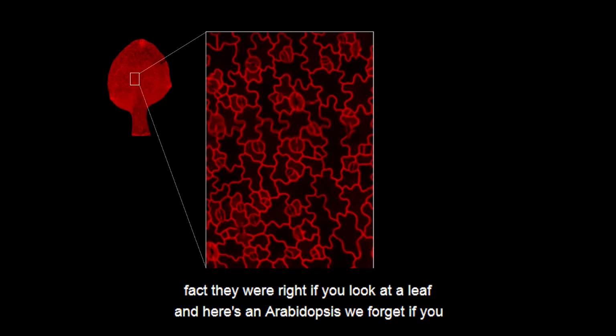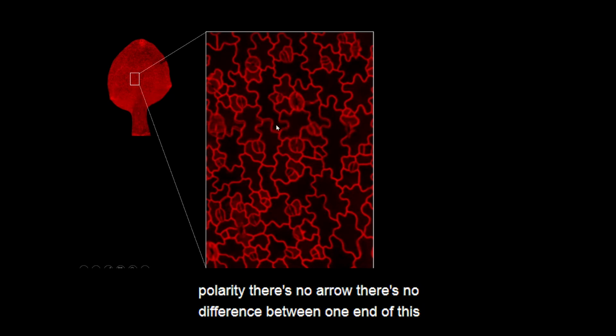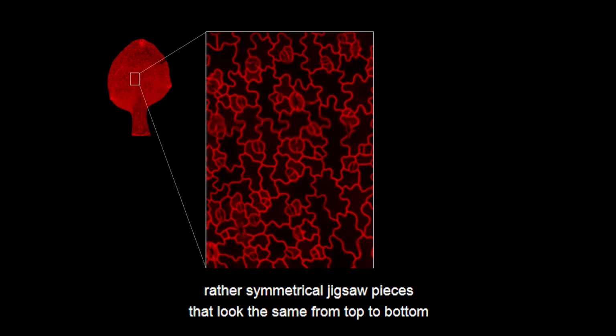If you look at a leaf, and here's an Arabidopsis leaf again, if you look at the cells, this is now in a mature leaf on one side, you'll see that there's no obvious polarity, there's no arrow, there's no difference between one end of this leaf cell to the other end of this leaf cell. Okay, or this cell, all right? They all seem to be like rather symmetrical jigsaw pieces that look the same from top to bottom.